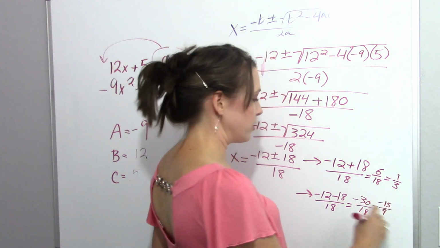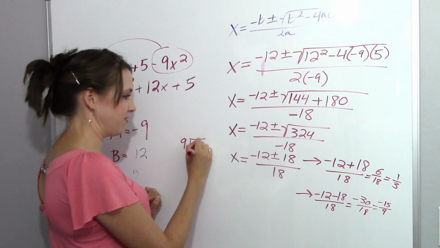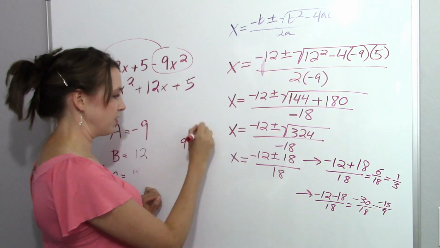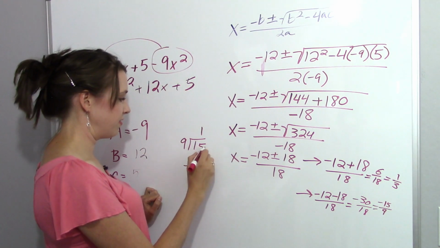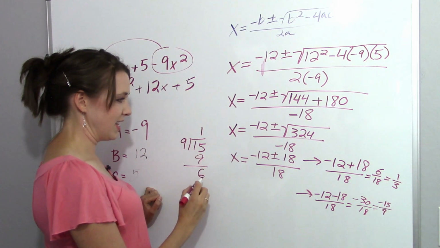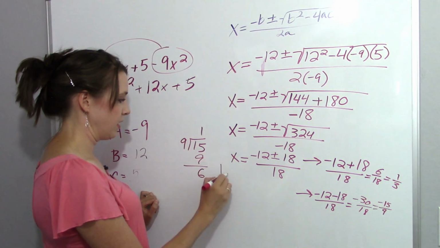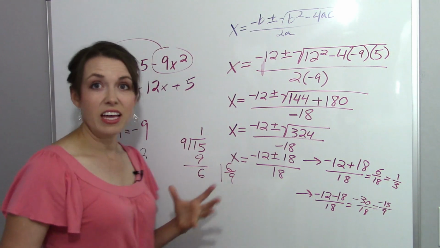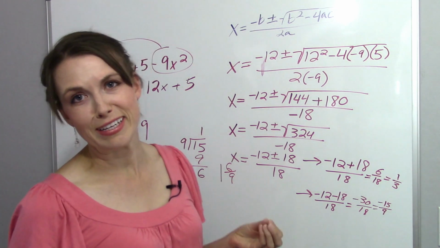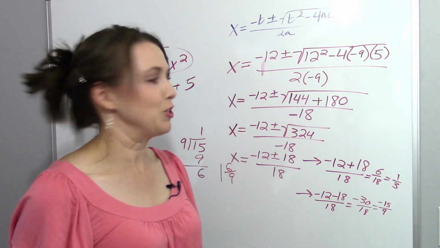So in order to simplify this, I can go 9 goes into 15. So 9 goes into 15 once. 9 times 1 is 9. 15 minus 9 is 6. So I'm going to have 1 as my whole number, over 9, and then we have 6. That's if you want to do it by hand and you don't want to use a calculator, but feel free to use a calculator if you're permitted to.